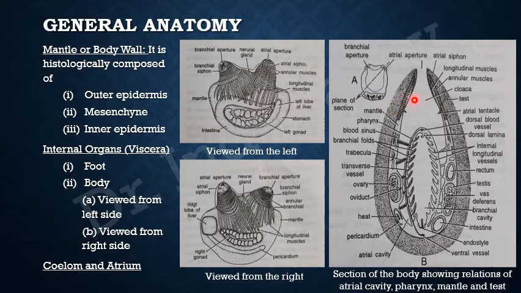So here, the line which is fusing with the test is the outer epidermis of the mantle, and the line which is near the pharynx is the inner epidermis, and the area between them is all mesenchyme, in which these organs are lodged: testes, rectum, ovary, oviduct, heart. This is not heat, it is heart. R is missing over here, and this is a misprint.